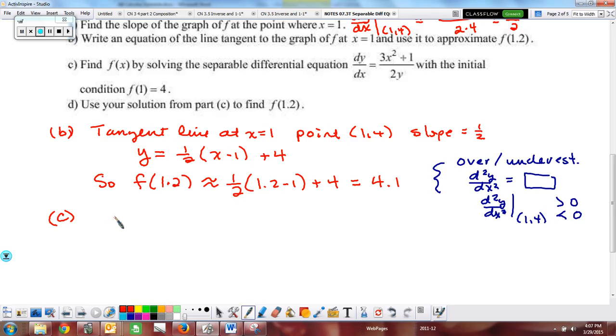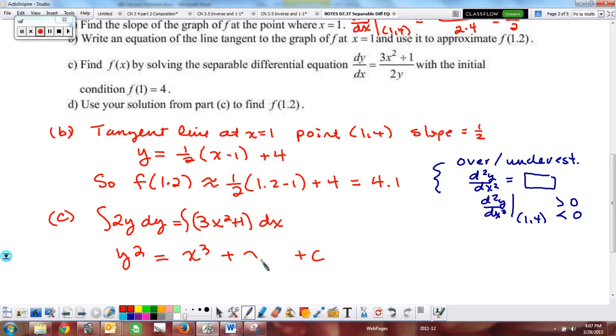So in your work, you would have your 2y dy equals your 3x squared plus 1 dx. So you show the separation. Then you show you're going to integrate. So we find our general antiderivative. So we have y squared. Yes, we're going to have a plus c. And then this would be x cubed plus x plus c. So you get to here.